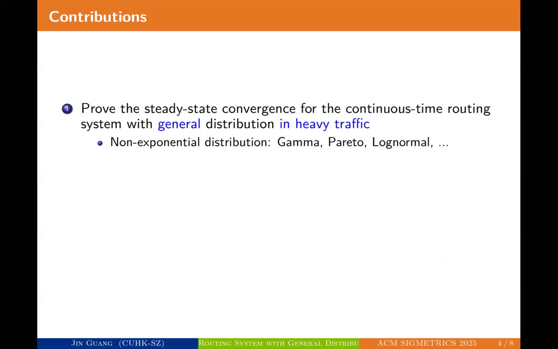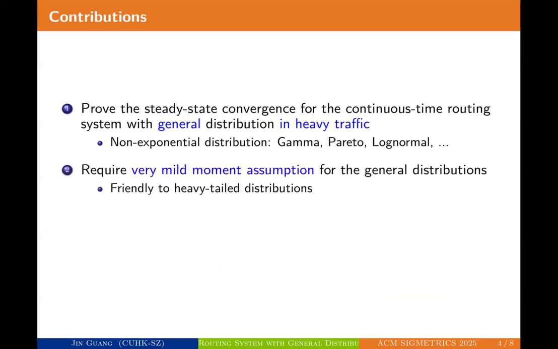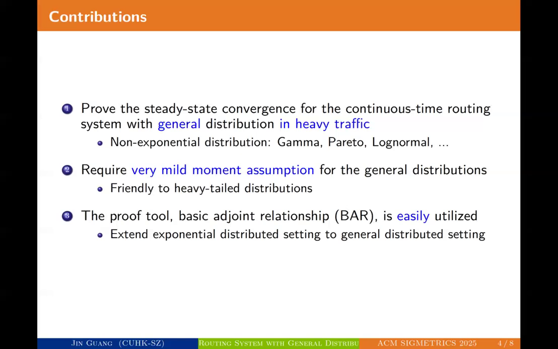so that some non-exponential distributions are included, including gamma distribution, Pareto distribution, and log normal distribution. We only require a very mild moment assumption for general distributions, so that it is very friendly to heavy tail distributions. In this work, we utilize a proof tool based on the joint relationship. This is very easy to implement, so we can easily extend the exponential distribution setting to the general distribution setting.